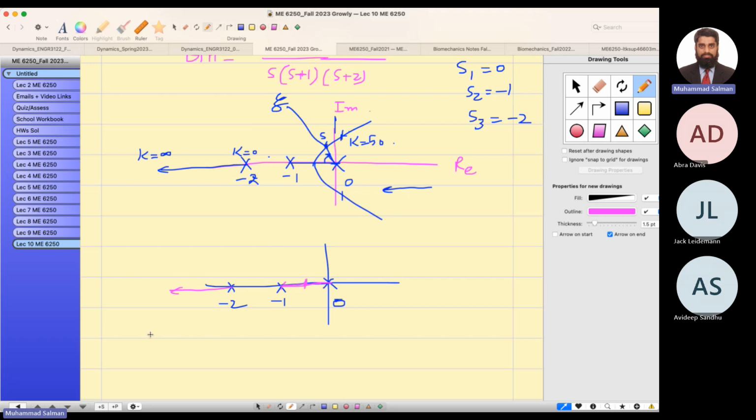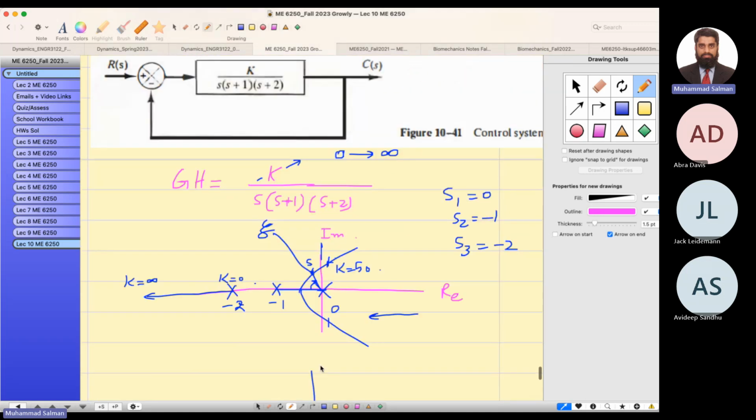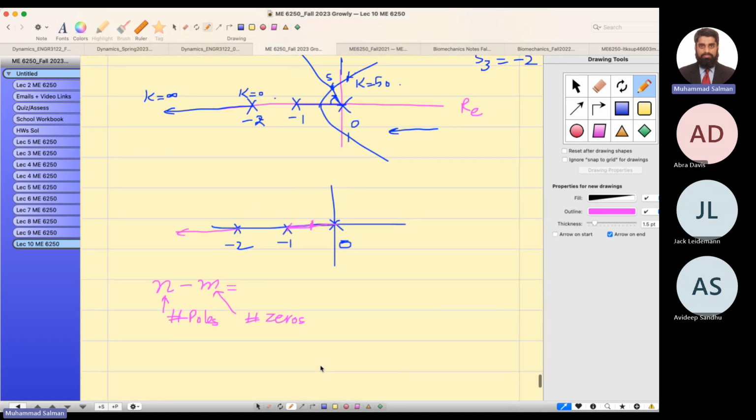And where is the center? How many asymptotes are there? N is the number of poles, and M stands for the number of zeros. And right now, how many zeros are there? 0. No roots in the numerator. So 3 minus 0 gives you 3 asymptotes. And what is the location of the asymptotes? How do you find out the intersection point of asymptotes?